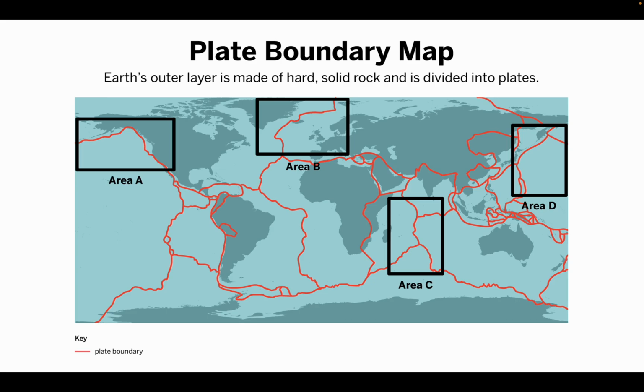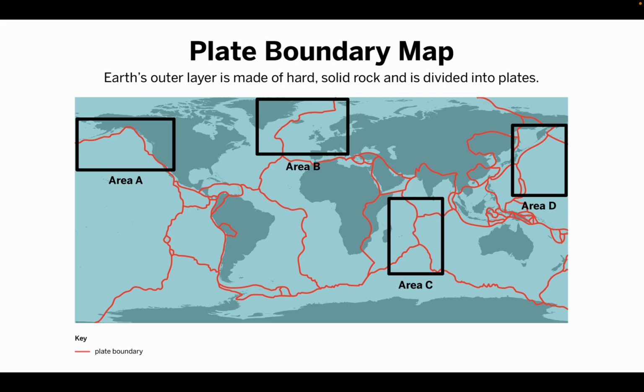So let's take a look at one of the maps that we're going to be using. This first map here is called a plate boundary map. And you're going to look at Earth's outer layer. Of course, we know key concept number 1 says Earth's outer layer is made of hard solid rock. Key concept number 2 says that it is divided into plates. Now, your computer simulation was not very accurate in the plate boundaries. This map is more accurate, so it shows the actual continents that we would find on our globe. And then the red lines there, those are the plate boundaries.